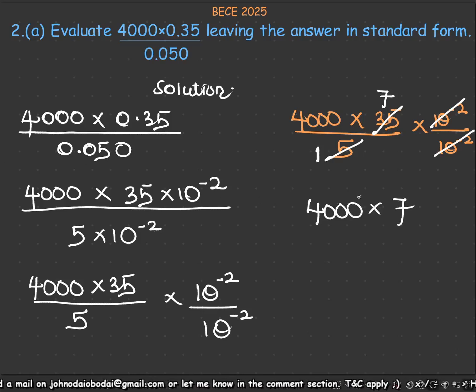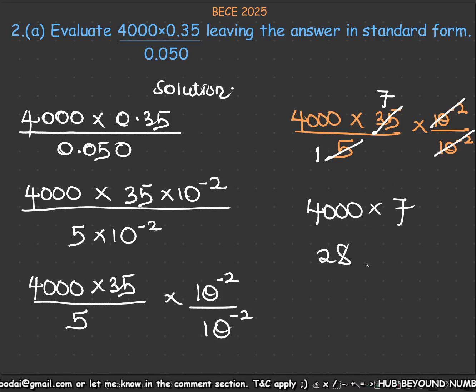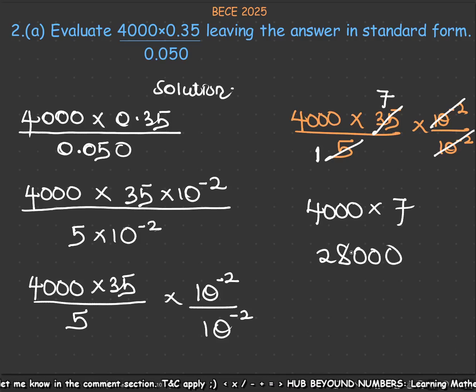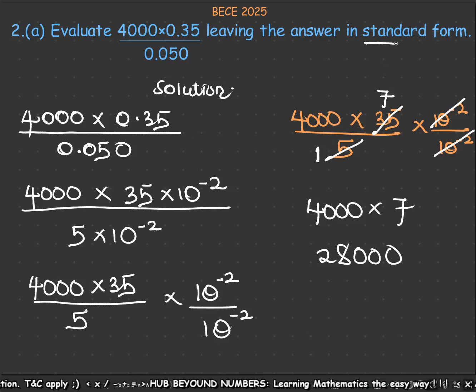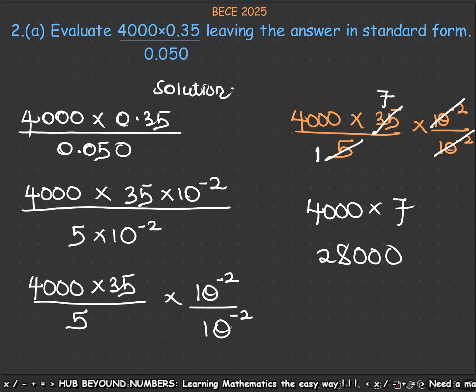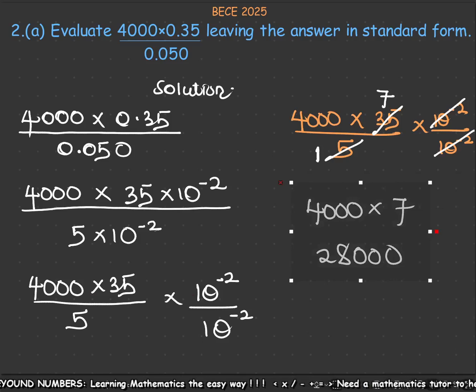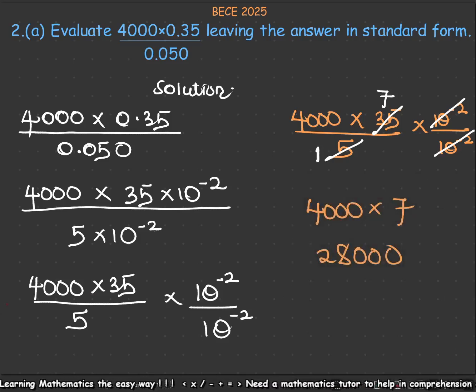4 times 7 gives us 28, and we just include these 3 zeros. So we have 28,000. After evaluating all of this, we are getting 28,000. But the question says we have to write our answer in standard form. So standard form here simply means our first digit should be between 0 and 10.